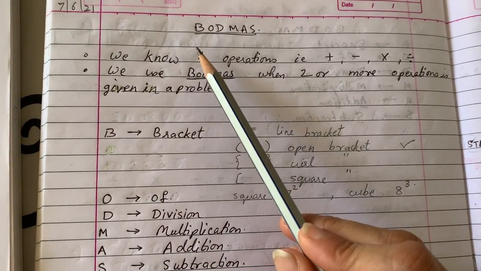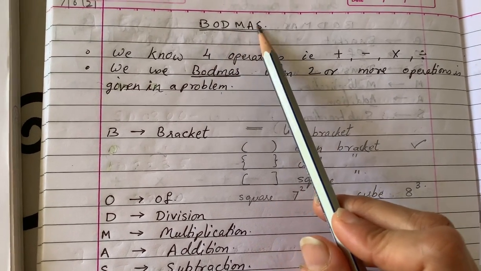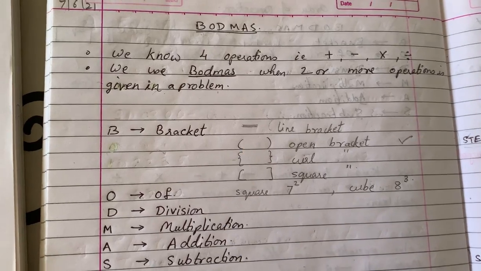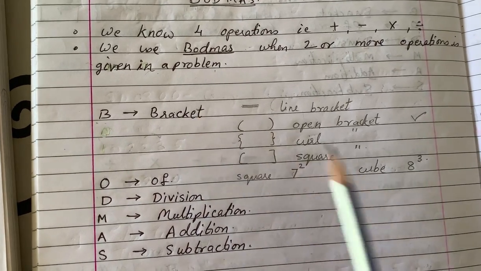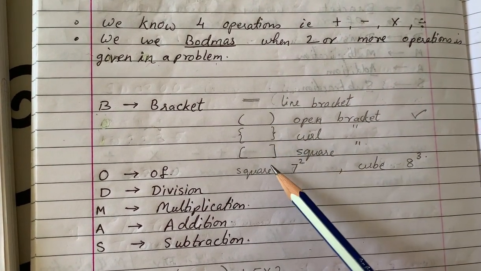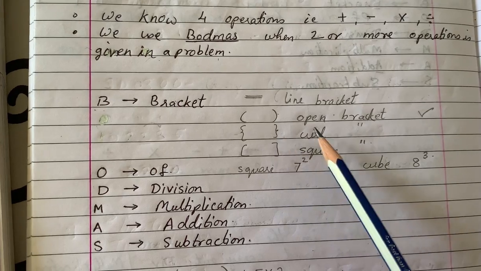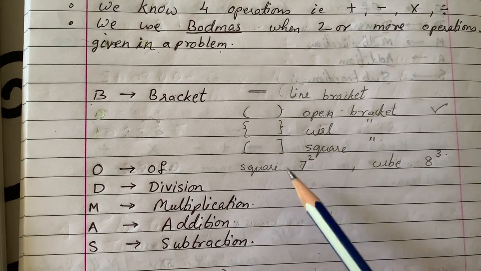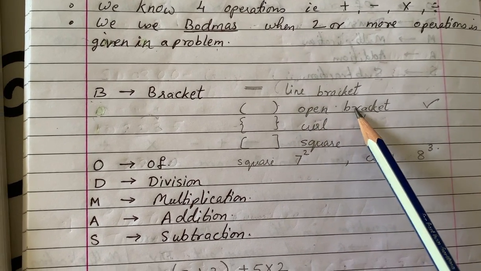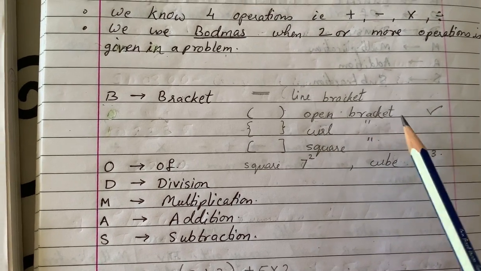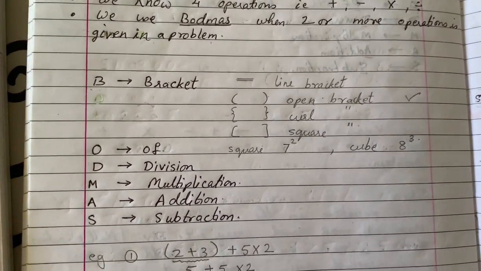So there is a rule which is called as a Bodmas. Now this Bodmas, each alphabet has its full form. B means bracket. Now brackets are of different types. This is line bracket, this is called open bracket, this is called curl bracket, this is square bracket. So there are four types of brackets. For you, in your class, we will be doing only open bracket sums. We will not be studying this line bracket, curl bracket or square bracket.